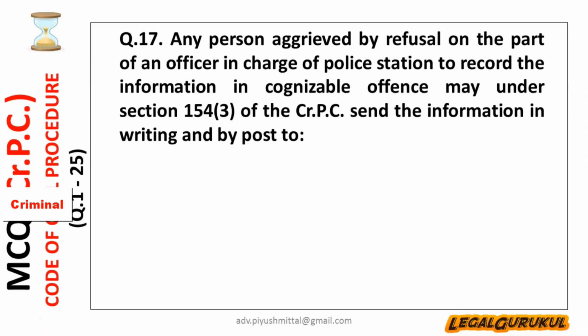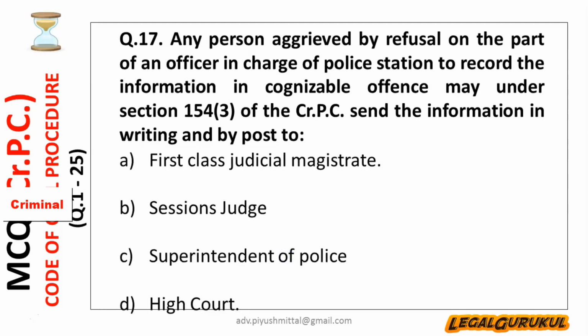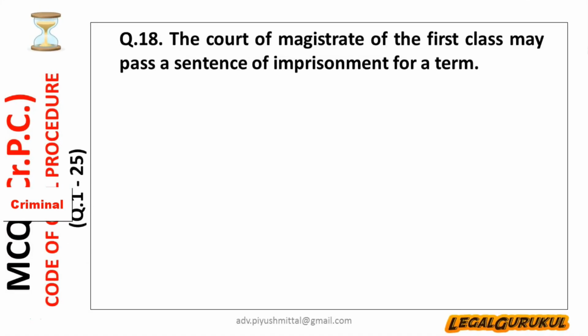Question number 17. Any person aggrieved by refusal on the part of an officer in charge of a police station to record the information in a cognizable offence may, under section 154 subsection 3 of CrPC, send the information in writing and by post to option A. First class judicial magistrate. B. Session judge. C. Superintendent of police. D. High court. And the correct answer is C. Superintendent of police.